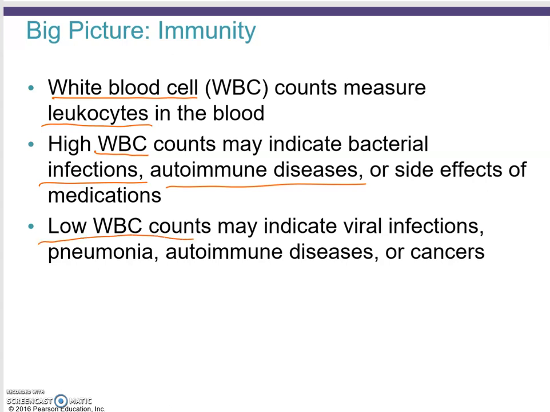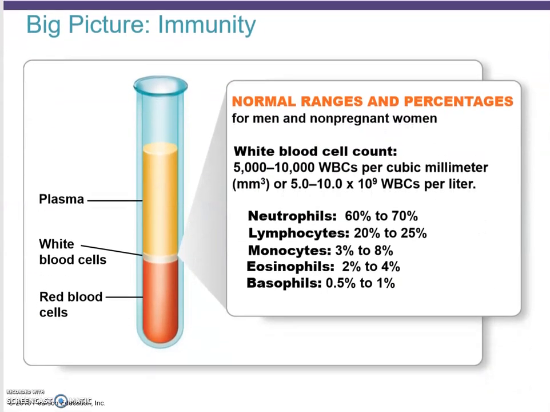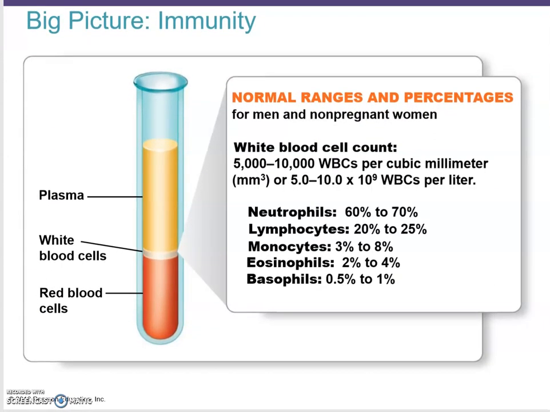Low white blood cell counts are more indicative of a viral infection, and or you might have pneumonia. It could also be cancers. Now you see that autoimmune disease could be going either way. It could be either high or low white blood cell count. So there's different options on this, but more likely high. The big picture here, another item.